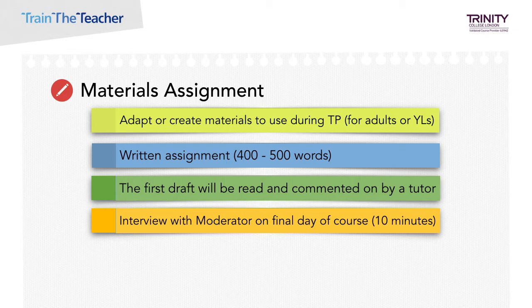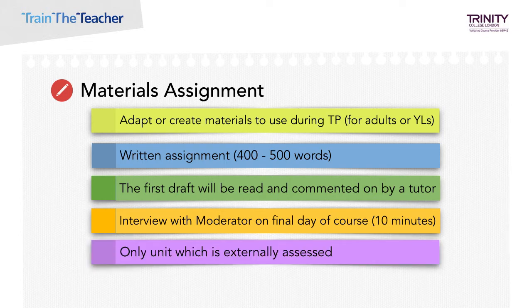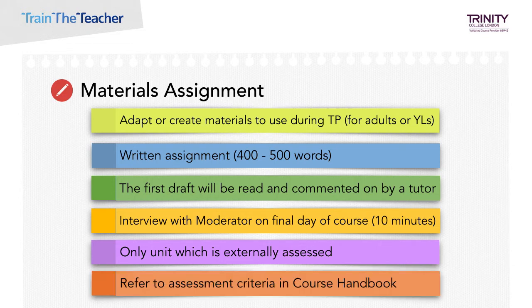While all the other units on the course are internally assessed, it is the moderator who reads and marks your final MA. They take 5 minutes to read it, which is why it has to be no more than 500 words, and then they conduct the 10-minute individual interview with each trainee afterwards. Both the written and verbal parts of the MA are assessed by the moderator. You can read the assessment criteria in detail in your course handbook.